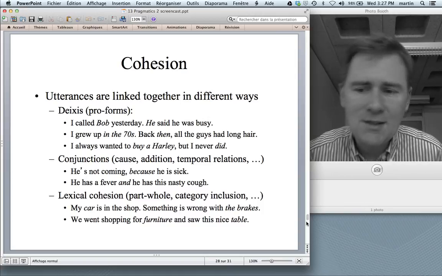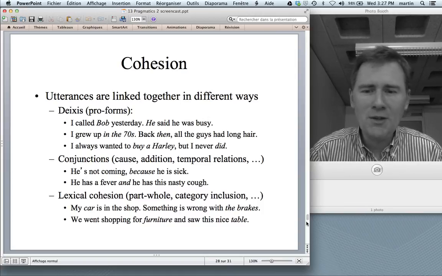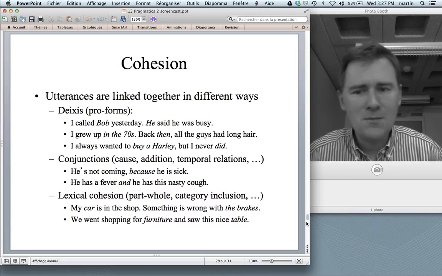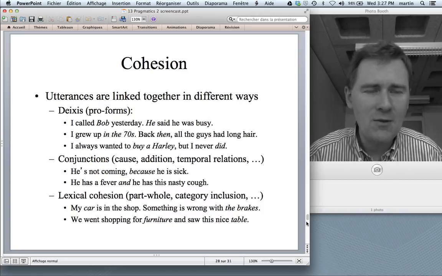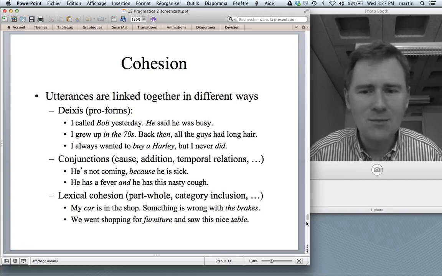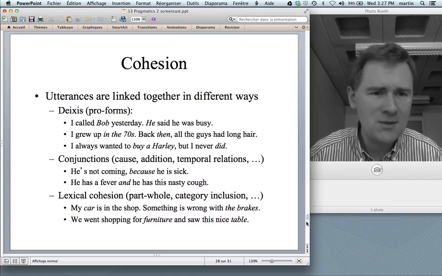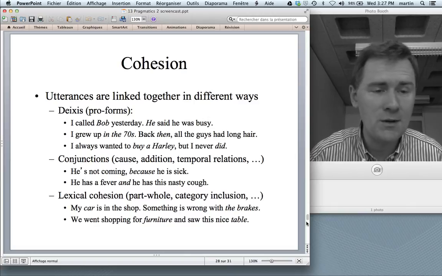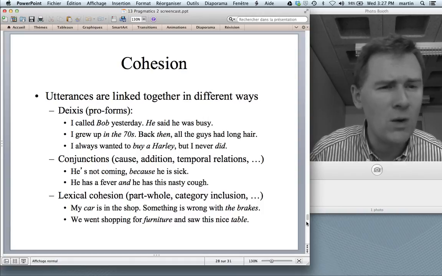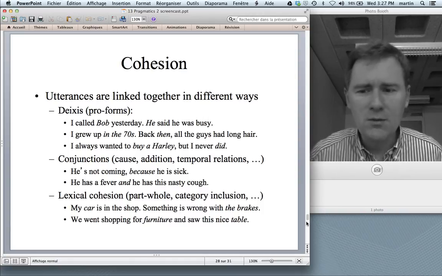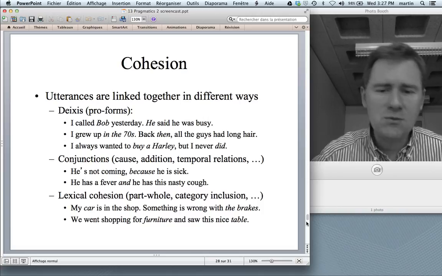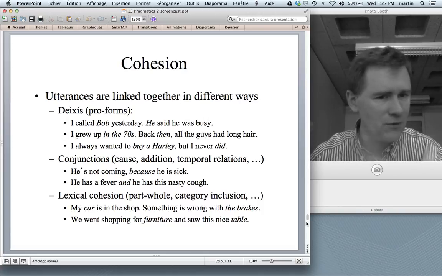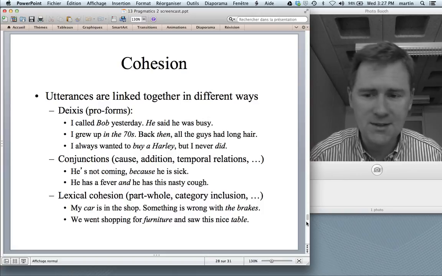Right, and then there's lexical cohesion. When you use synonyms or words that are partonyms or holonyms, meronyms. We talked about meronyms earlier in semantics 1, I think. So I can say something like, my car's in the shop, something is wrong with the brakes. So a part of the second sentence refers back to an idea that I already presented in the first sentence.